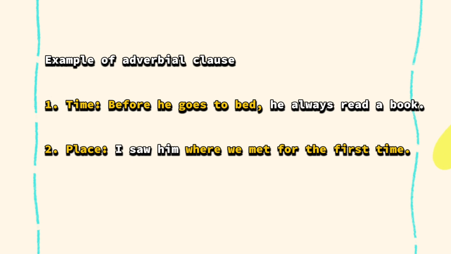The second is adverbial clause of place. This answers the question of where something happens. For example, I saw him where we met for the first time. Where we met for the first time is an adverbial clause of place. This clause provides information about the specific location of the action, and it clarifies that the sighting occurred at the same place where they initially met.